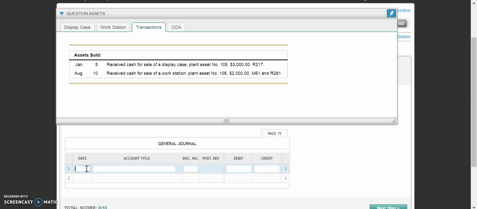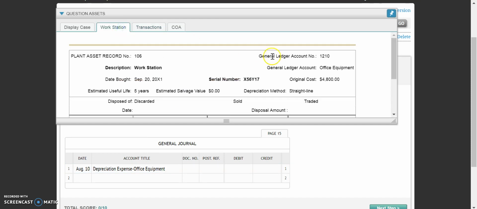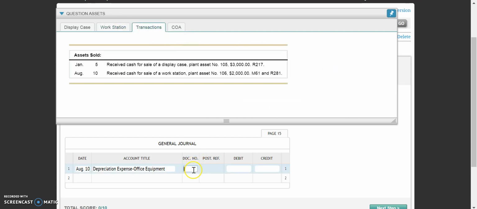So we go down here to our general journal and we plug in August 10th. And just like we would journalize regular depreciation expense, it would be depreciation expense for our office equipment. And if you didn't know that the workstation was office equipment, you can check the workstation tab. It's going to tell you right up here that that's where it's coming from, office equipment. And our document number is M61, debit of 560. And then we go to our credit, which is accumulated depreciation.